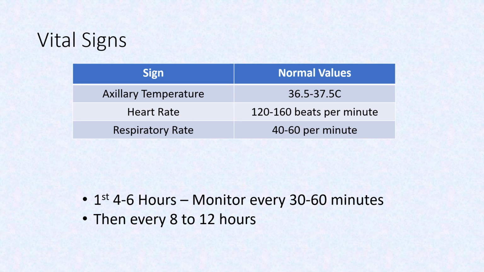Vital signs should be recorded at regular intervals, such as every 30 to 60 minutes, during the first 4 to 6 hours of life, then every 8 to 12 hours. The normal vital signs collected for the newborn include temperature, respiratory rate, and heart rate.